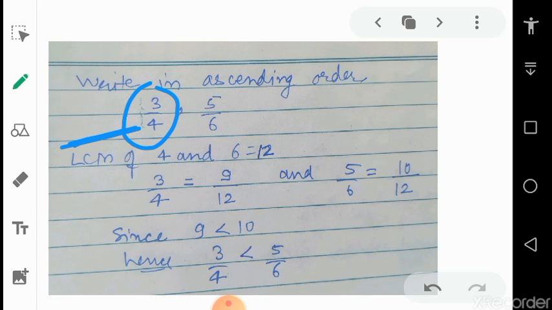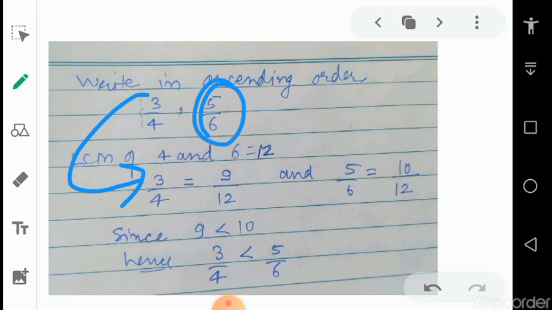3. So we will multiply this fraction by 3 upon 3, and this 3 becomes 3 threes are 9 and 4 becomes 4 threes are 12. So the first fraction is converted into 9 upon 12, as you can see here. What about the second fraction? Remember the LCM is 12, and this 6 is converted into 12 by multiplying by 2.